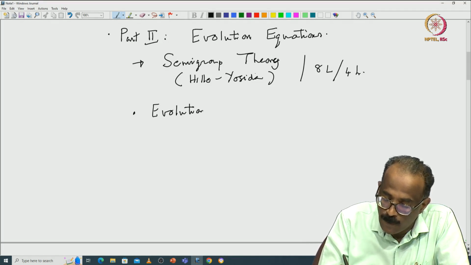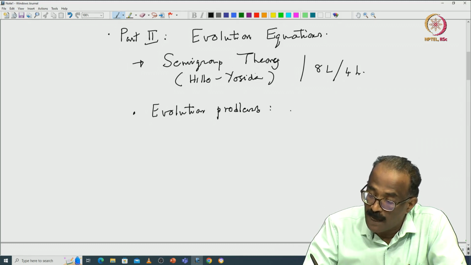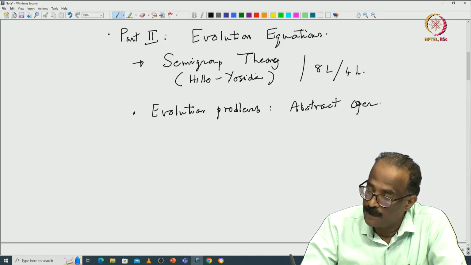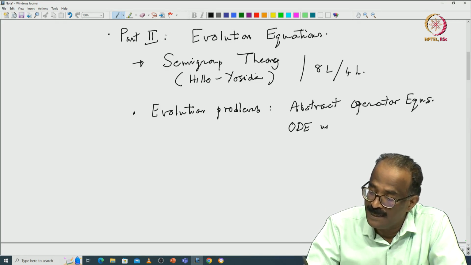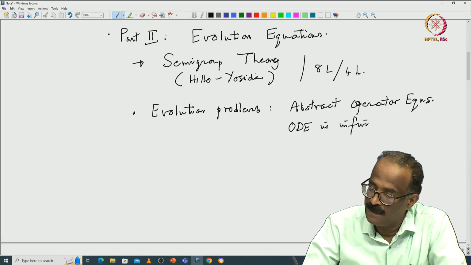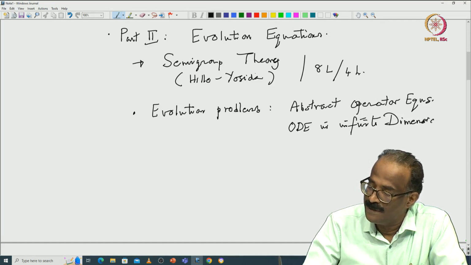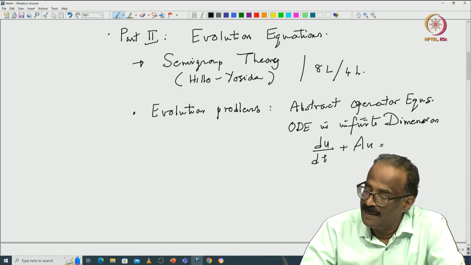And then we use the semi group theory to formulate evolution problems in the sense of abstract operator equations. Basically, it's an ODE in infinite dimensional spaces. Something of the form du by dt plus Au. You know that when A is a matrix, it is finite dimensional, du by dt plus Au equal to 0 or f, whatever it is. Okay.